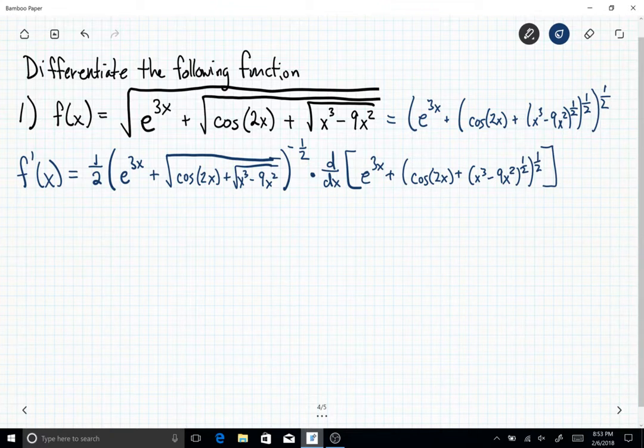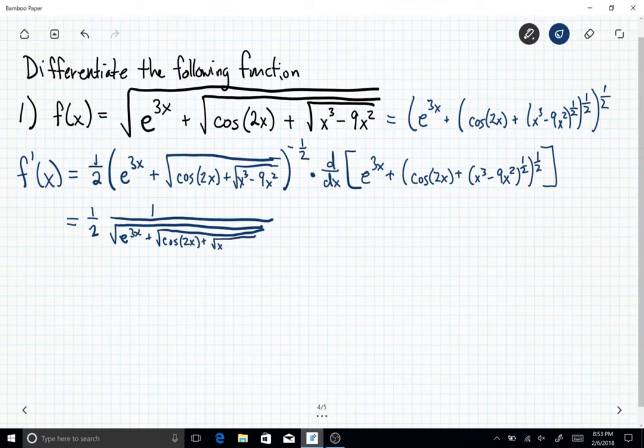So what that does is we have 1/2, and then you can rewrite this actually. That negative 1/2 just becomes 1 over the square root of e to the 3x plus the square root of cosine of 2x plus another square root, x cubed minus 9x squared.